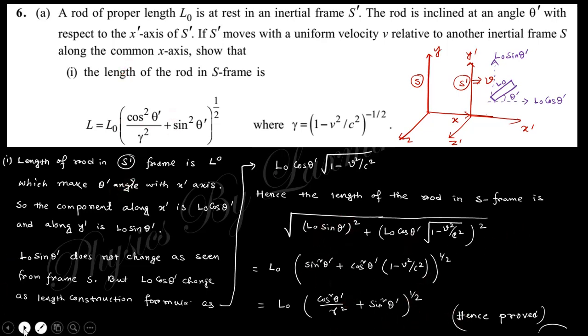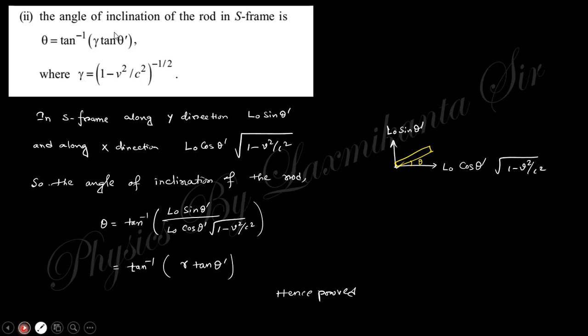Next question. The angle of inclination you need to find out. So the angle can be found: this is along the x direction, and this is along the y direction. So the angle is tan inverse of the y component by the x component. So this will be the value.